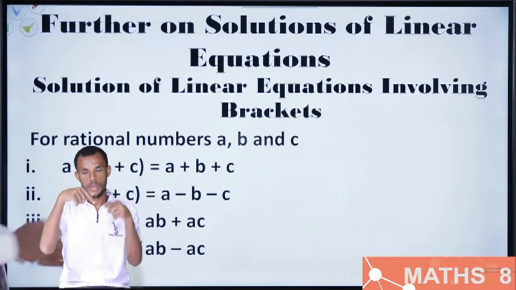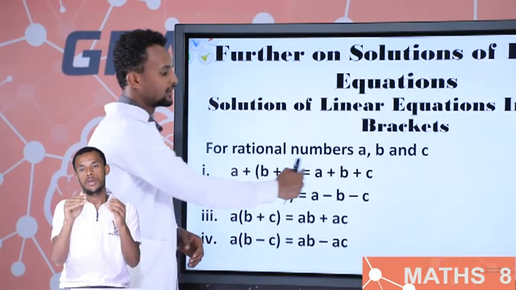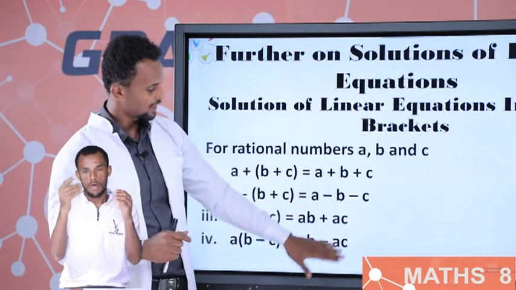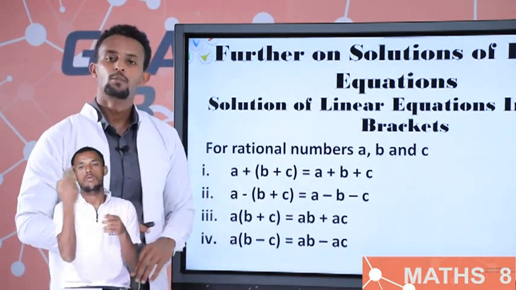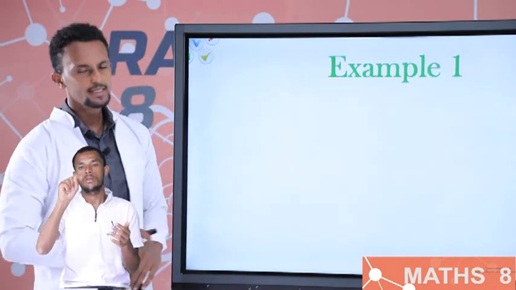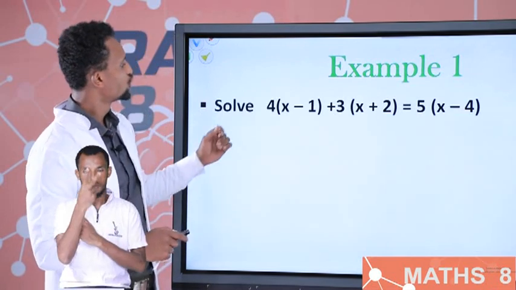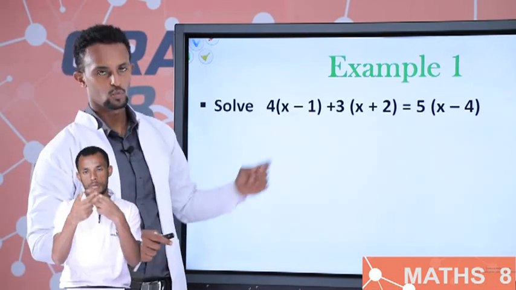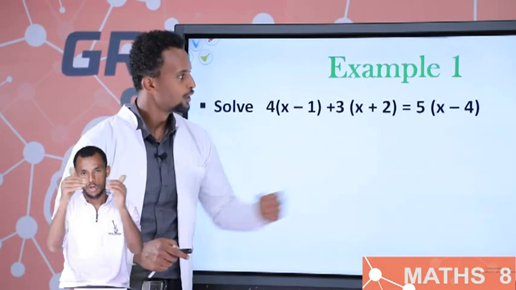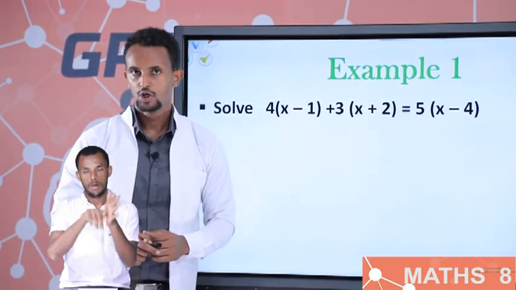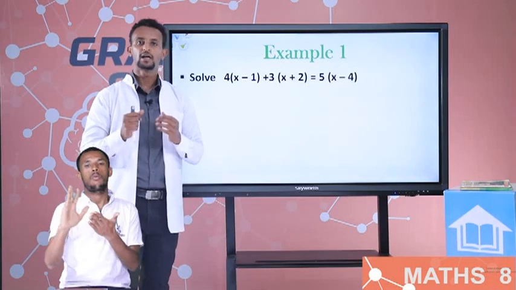As you see here, before the equality sign there is a bracket, but after the equality sign there is no bracket. That means we remove the bracket using this property. So let's see the first example using that property. The example says: solve 4 times (x minus 1) plus 3 times (x plus 2) is equal to 5 times (x minus 4). As we discussed before, we first remove the bracket.